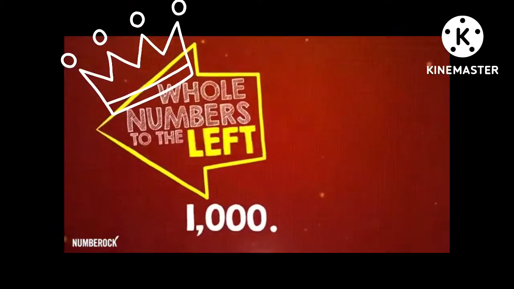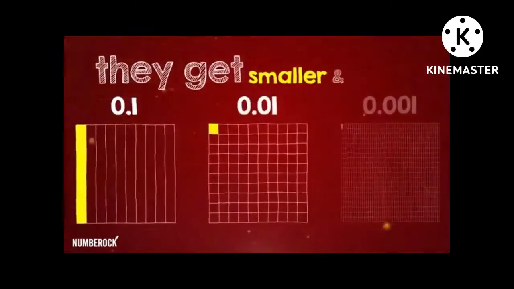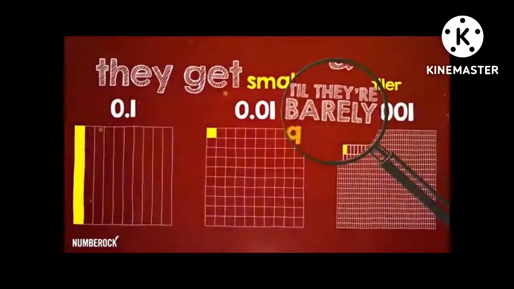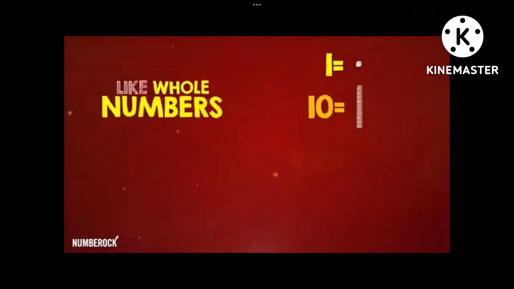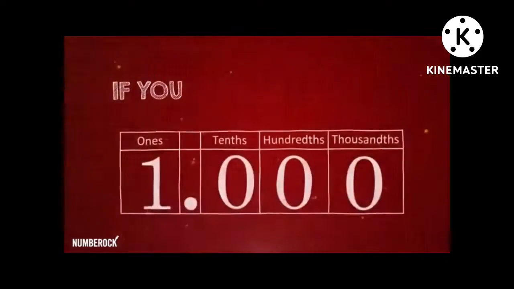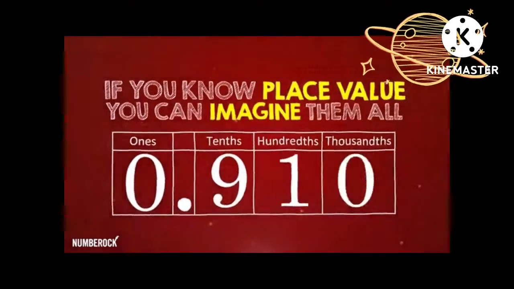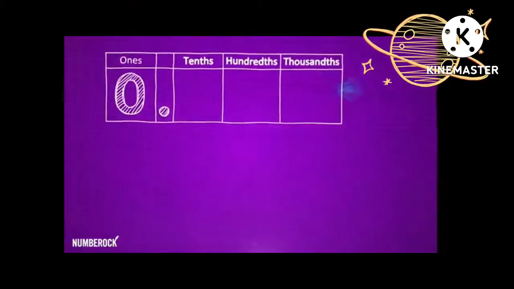Whole numbers to the left, decimals to the right. They get smaller and smaller till they're barely inside. Like whole numbers can get big, decimals can get small. If you know place value, you can imagine them all. We got the tenths, the hundredths, the thousandths, and more.